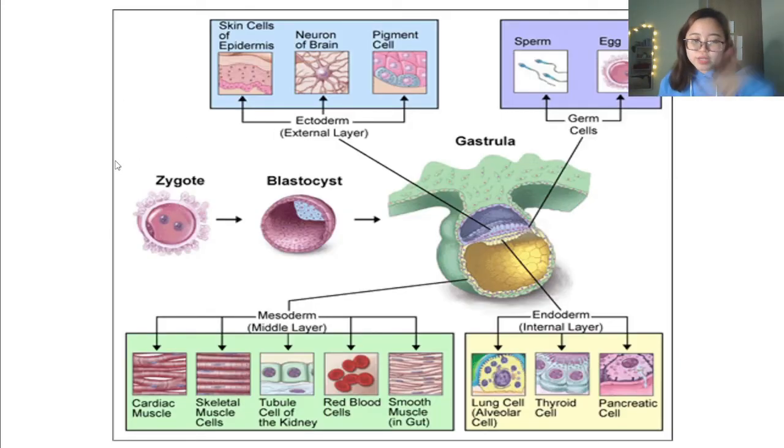Okay, so once again, a diagram showing how the ectoderm becomes external layer, mesoderm becomes the middle layer that becomes all your isi-isi, and endoderm is the internal layer that becomes these linings of your GI tract and lining of your respiratory tract.